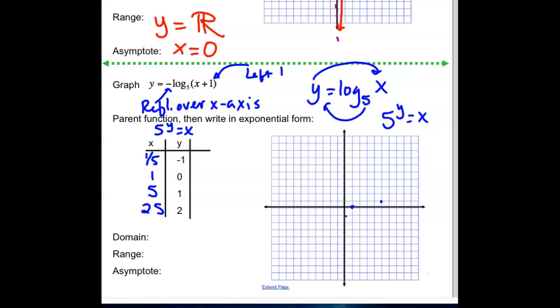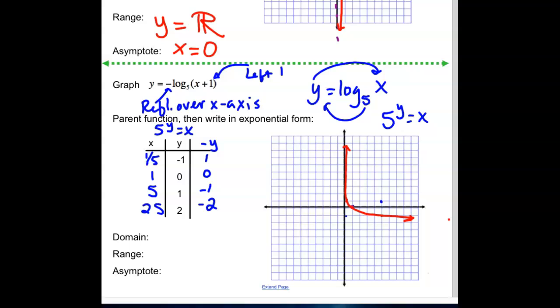Okay. Now we said we have to reflect this over the x-axis. So our y values are actually going to flip-flop. So our negative 1 becomes positive 1, 0 is still 0, 1 becomes negative 1, and 2 becomes negative 2. So let's reflect these over the x-axis. We have the point over 1/5 up 1. (1, 0) is still where it was. 5 ends up being at negative 1, and then 25 would be over here at negative 2. So our graph is looking like this. Okay, now that's the reflection of it.